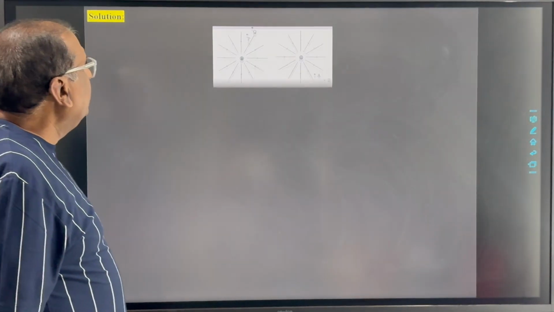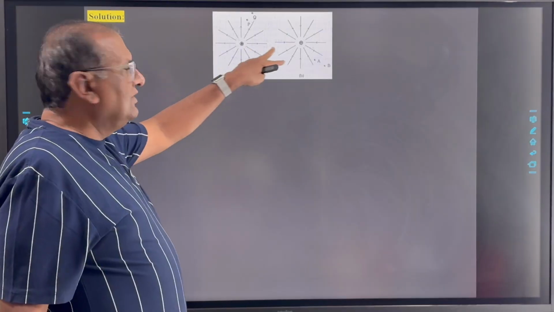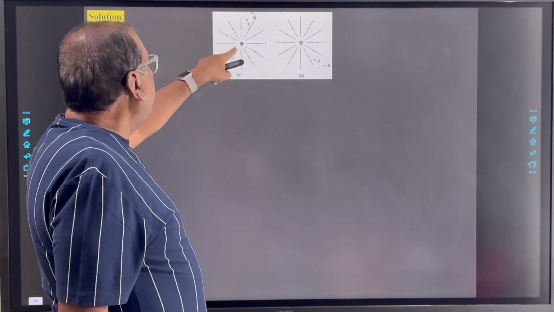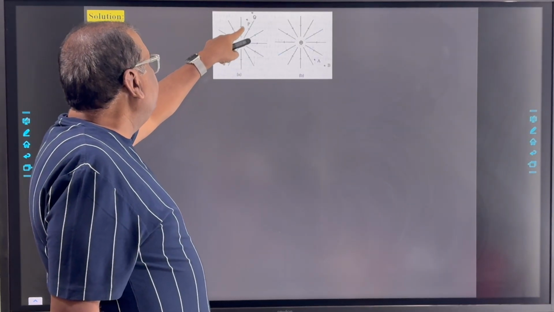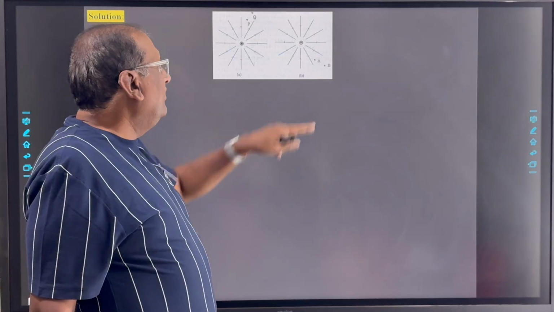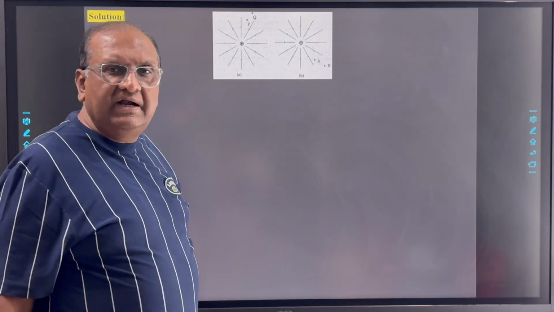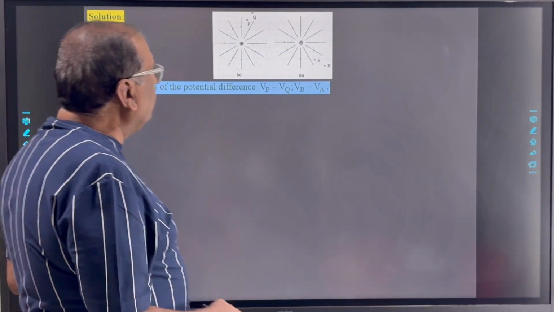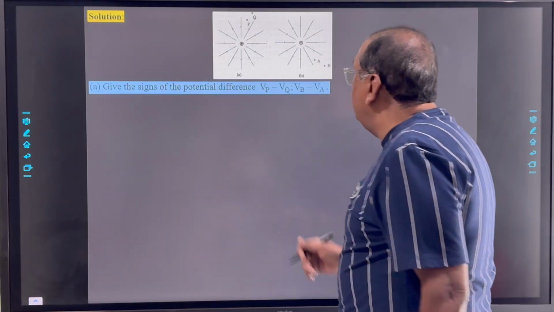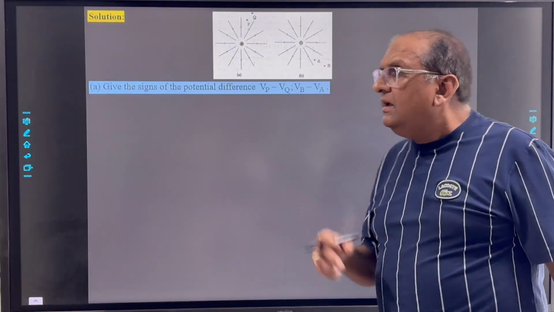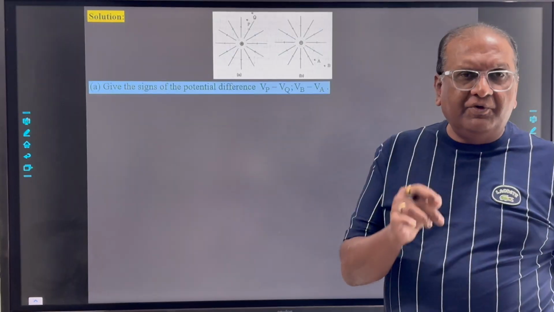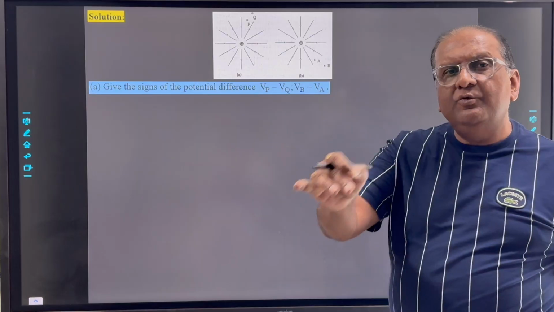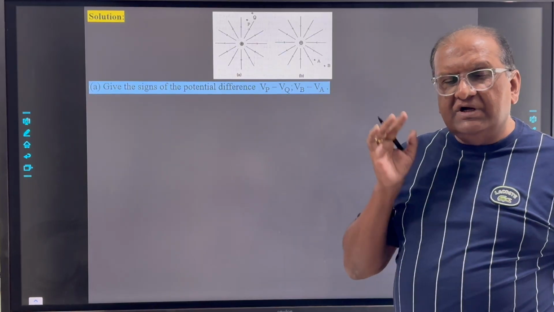Now see, the field lines given to you for positive and negative charge. In field lines of positive charge, we can see points P and Q, and in the field of negative charge, points A and B. Now first question. Give the sign of potential difference Vp minus Vq, Vb minus Va. Now we know this thing. For a point charge, the electric potential V equals Kq by r. So V is proportional to 1 upon r.